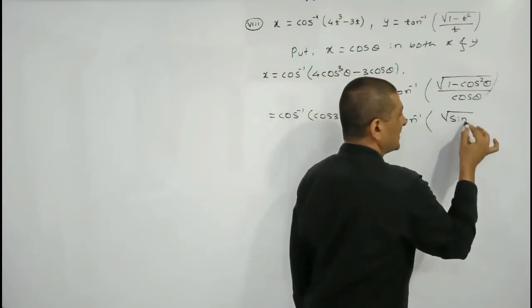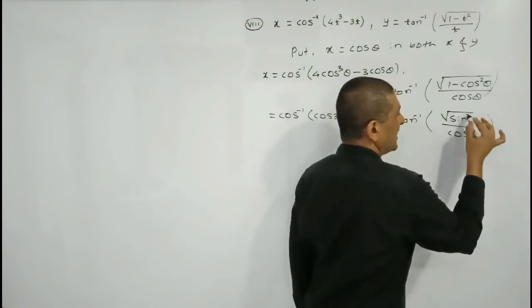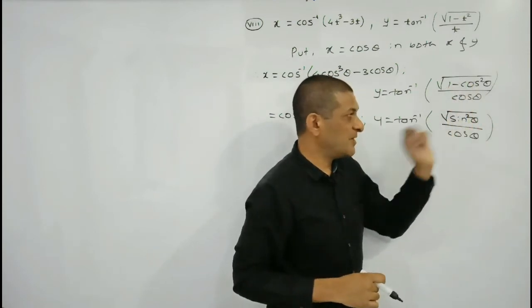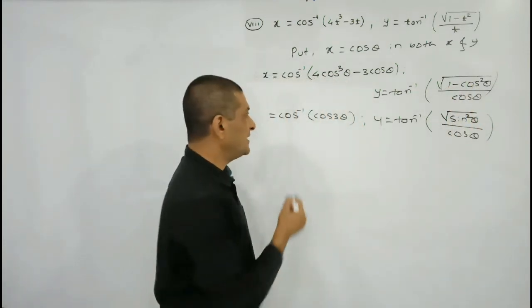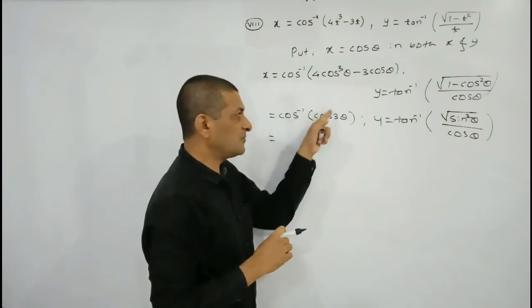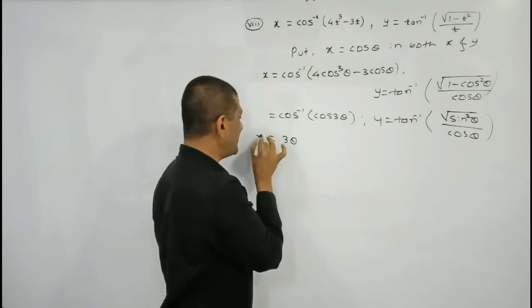Sin square theta, and in the denominator cos theta, keep it as it is. Just simply we are applying the fundamental identity. 1 minus cos square theta will be equal to what? Sin square theta. Now according to our property of inverse trigonometric function, cos inverse and cos will get eliminated. The remaining term is 3 theta, which means 3 theta is the value of x.